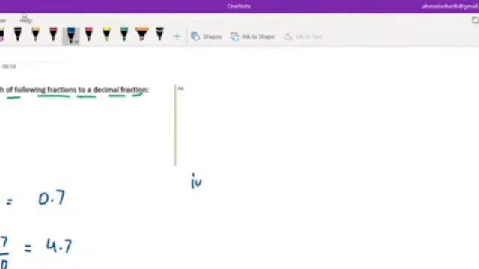Fourth, 3 upon 10 to the power 3. 10 to the power 3 means there are 3 zeros here. 1, 2, 3. It means 3 upon 1000. Okay, so there are 3 zeros, so you have to put decimal after 3 digit.